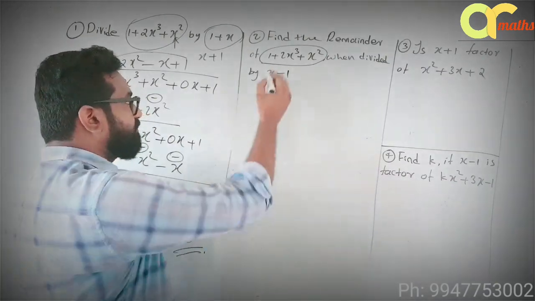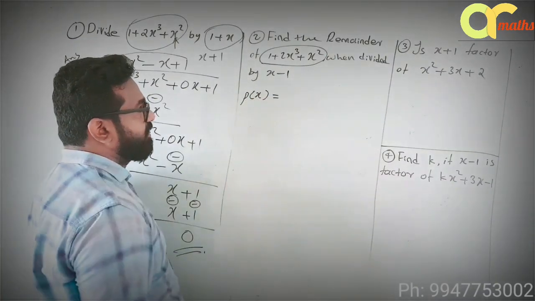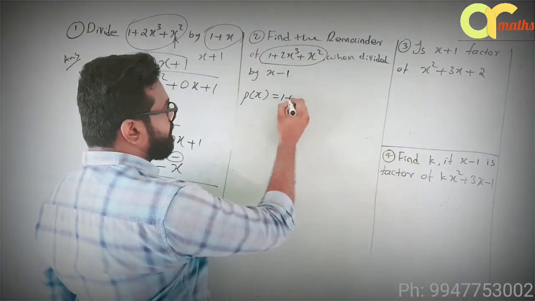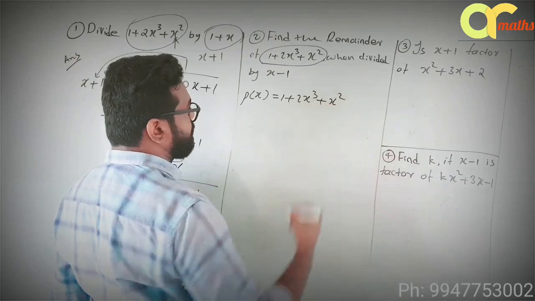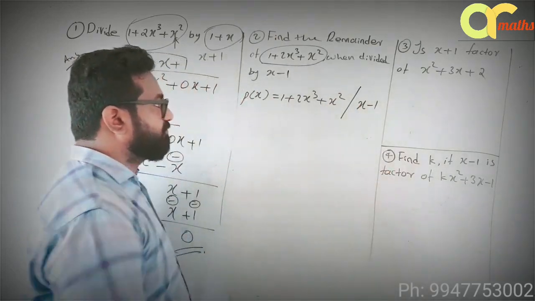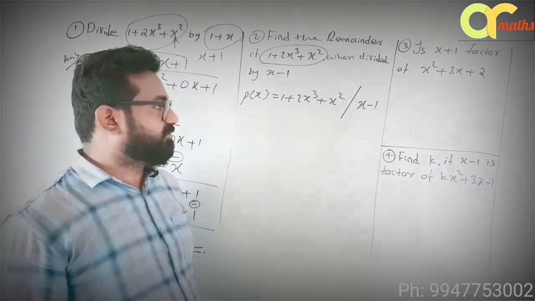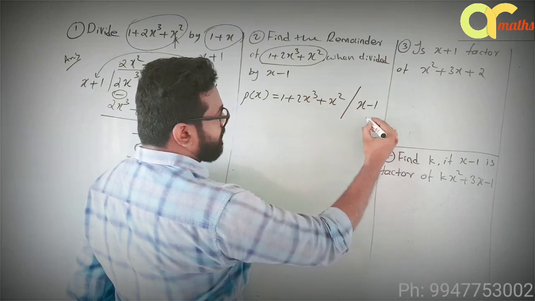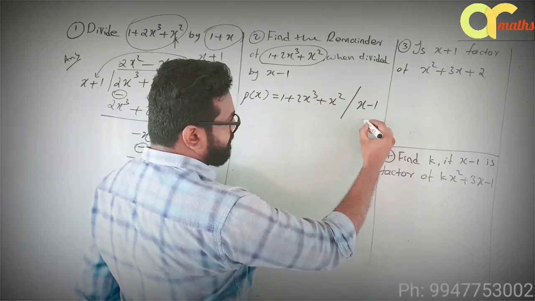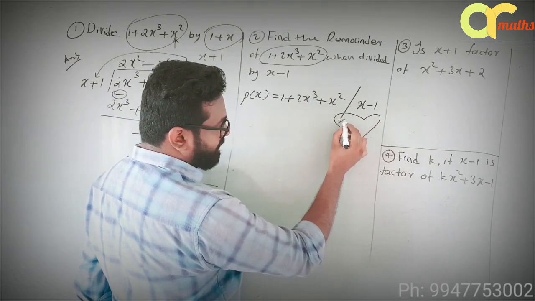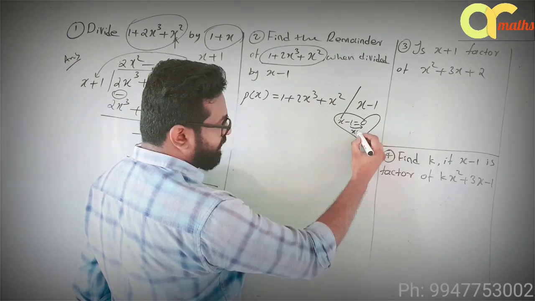Remainder theorem. Write the equation p of x. No need to write it in standard form. So 1 plus 2x cube plus x square. Then it is divided by x minus 1. Then find its remainder. No need to write these long division steps. You know what the remainder theorem is? How to find a remainder? To find a remainder, first find x from here. How to find x? Substitute x minus 1 equal to 0. Then you get x equal to 1.